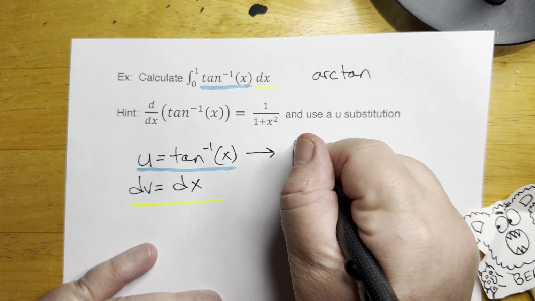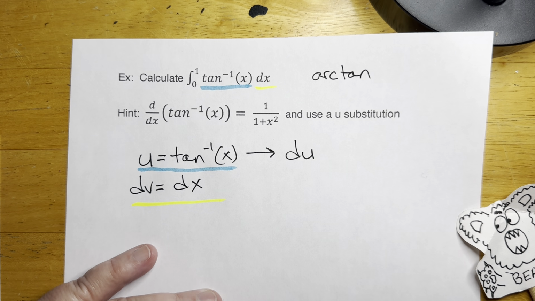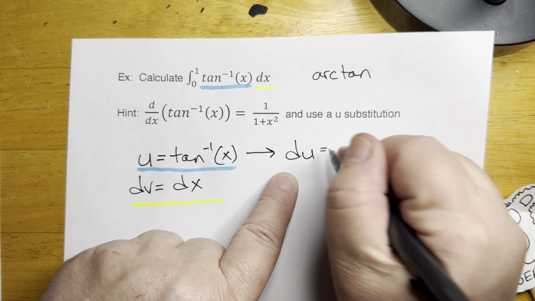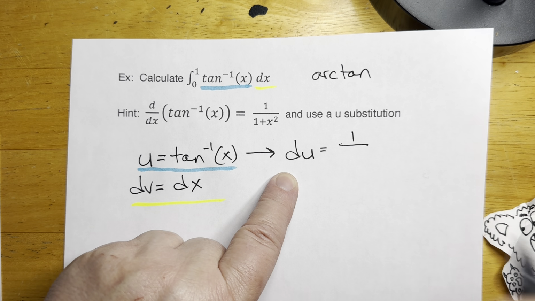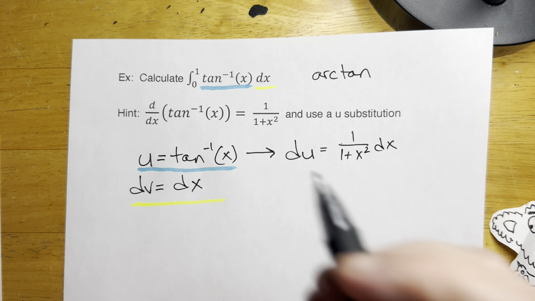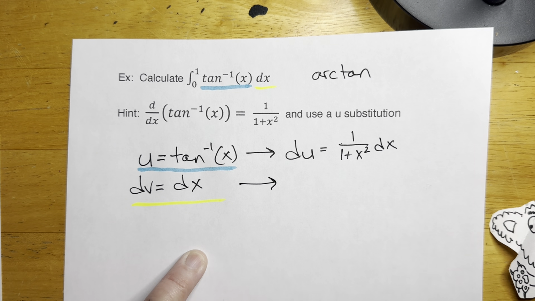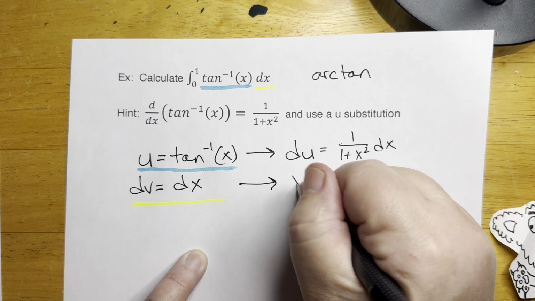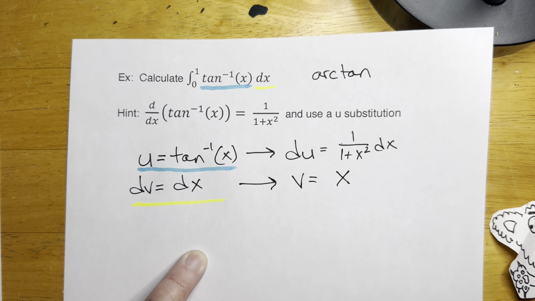So, how do I take the derivative of arctan? Well, I told us how to do it. So I've got 1 over 1 plus x squared dx. And then here I have to take the antiderivative, so I come up to v, and that's going to be x.